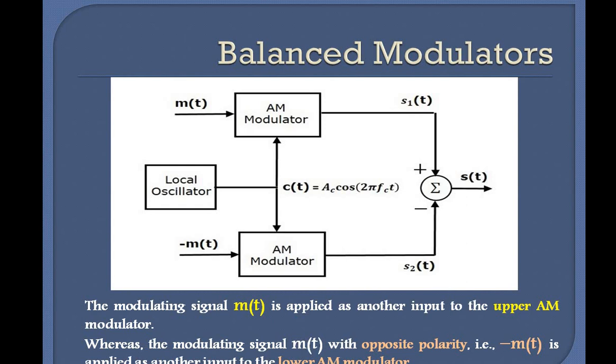Sorry, this has been clipped out. I'll send another one. So this minus M of t is applied as another input to your lower amplitude modulator. Correct? So here I am giving M of t, in the next signal I am giving minus M of t, and a local oscillator, right?